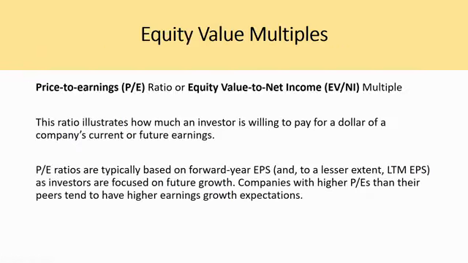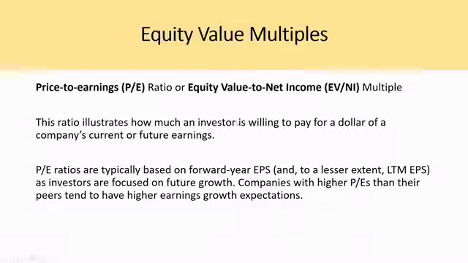Okay, so now let's look at the equity value multiples. So price to earnings, the ratio, or the equity value to net income, so EV to NI multiple, which are both the same thing. This ratio illustrates how much an investor is willing to pay for a dollar of a company's current or future earnings. PE ratios are typically based on forward year EPS, as investors are focused on future growth. Companies with higher PEs than their peers tend to have higher earnings growth expectations.